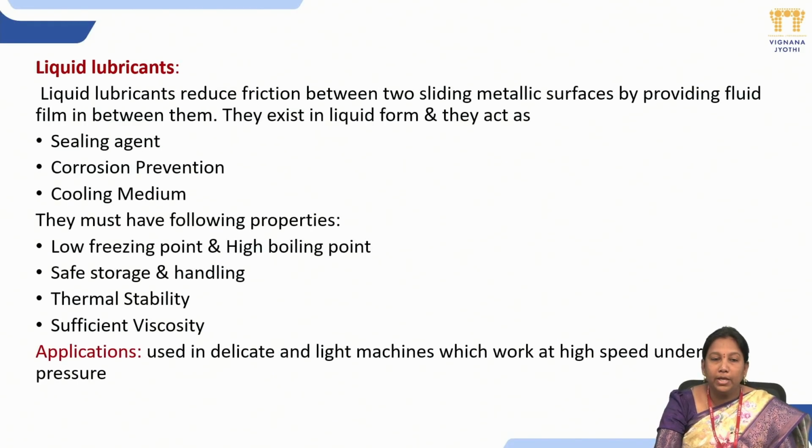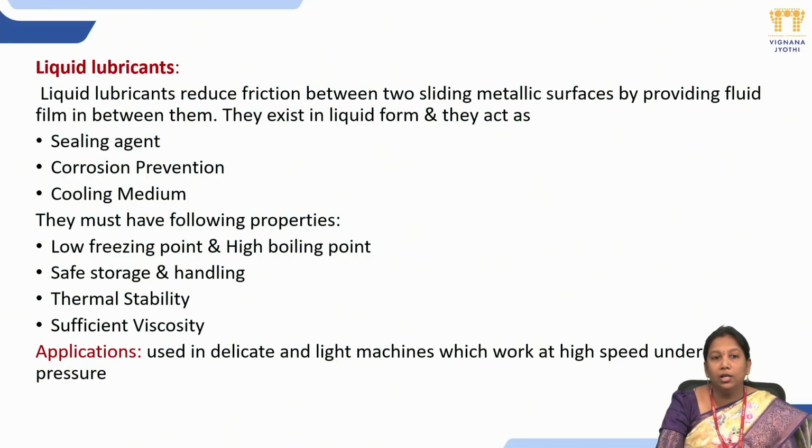Liquid lubricants. These liquid lubricants reduce the friction. So the first thing is, any lubricant has to reduce the friction between two sliding metallic surfaces by providing a fluid film. So whatever lubricant is applied, it will accommodate in between the two metallic surfaces, and it will be retained as a film as long as the machine is moving. These liquid lubricants are available in liquid form, and they function as a seal. They prevent corrosion, and they also act as a coolant.